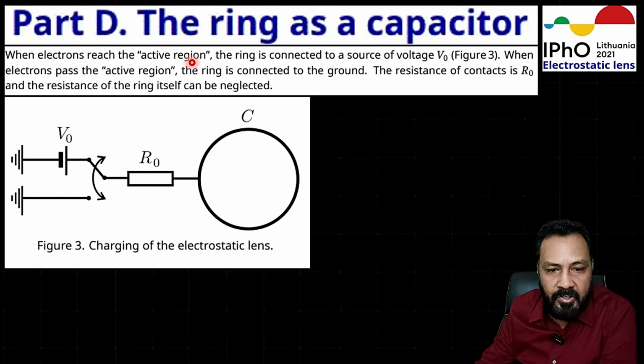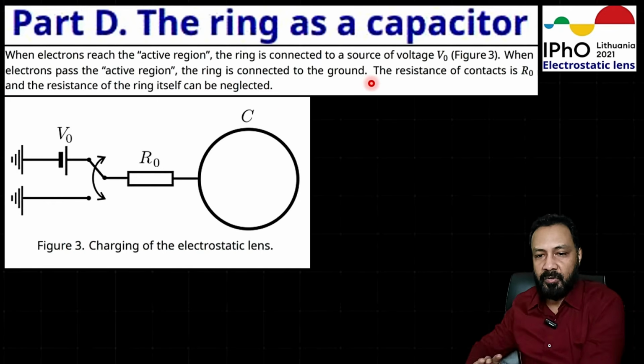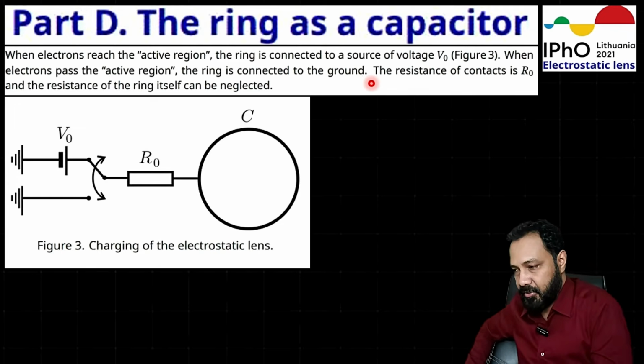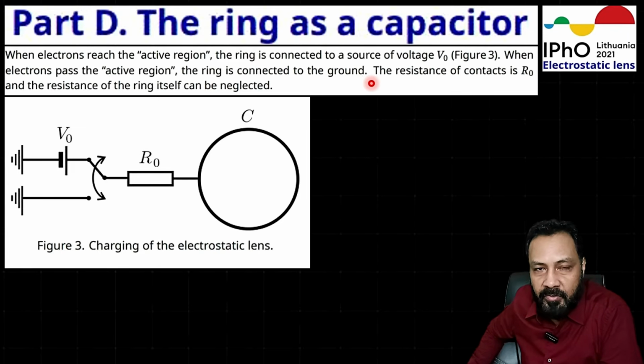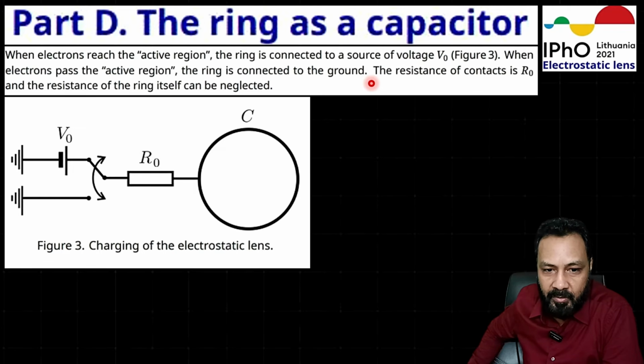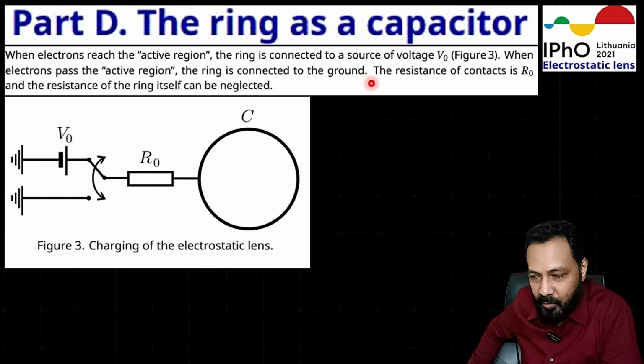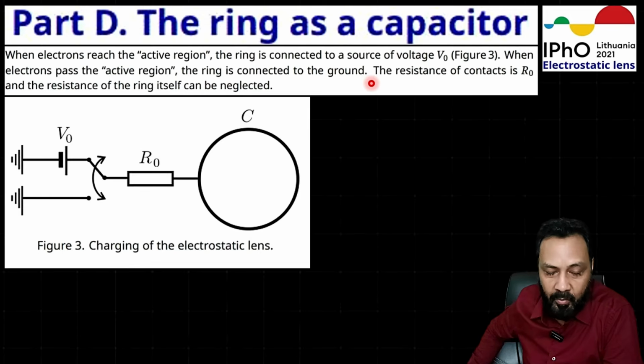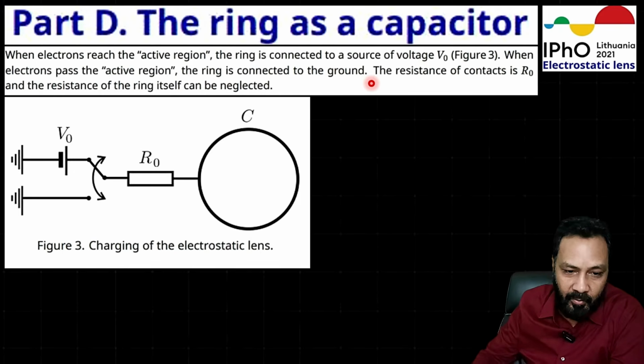When electrons reach the active region, the ring is connected to the source of voltage. When electrons pass the active region, the ring is connected to the ground. So now we are mechanically charging and discharging. When it comes to the active region, we'll just connect to the battery, and when it passes the active region, we'll connect to the ground. So that will be discharged. So the resistance of the contacts is R naught, and the resistance of the ring can be neglected, or if you don't want to neglect it, just include it in the other contacts. So overall the net resistance is R naught.